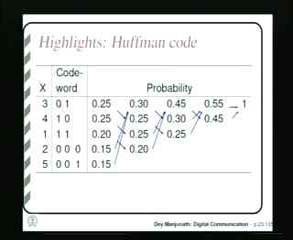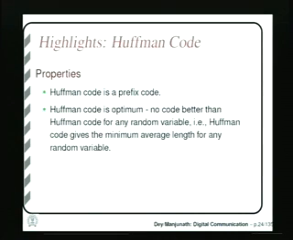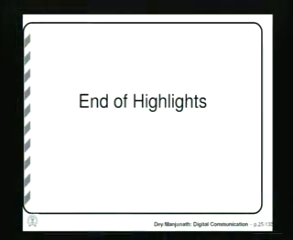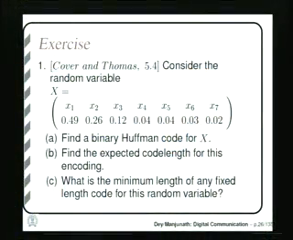So, we get this Huffman code, and we have seen that Huffman code is a prefix code. For example, this code is a prefix code, and Huffman code is also optimum, meaning we cannot find any better code than Huffman code for any given random variable. So, this is the end of the summary, but we will do some exercise now on what we have done.